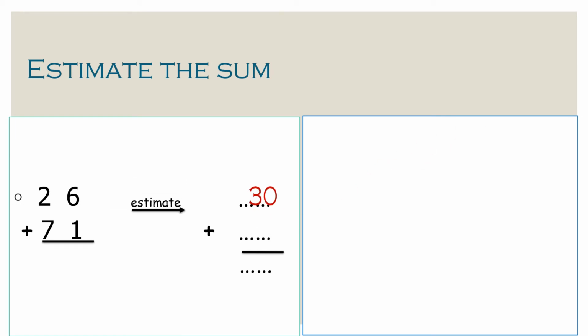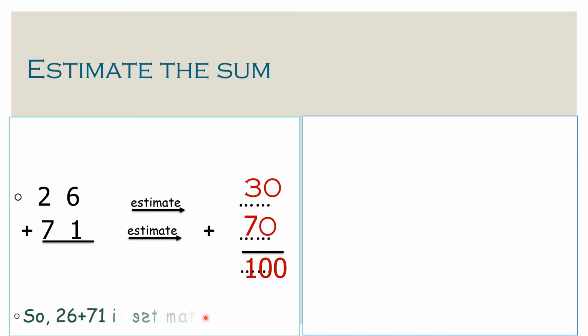Another example. I will give you time to think it by yourself, primary 2. So, did you estimate 26 to what? 30, because the 6 rounds up. Did you estimate 71 to what? 70, because the 1 rounds down. So my estimation should be 100. So adding 26 and 71 gives you 100.